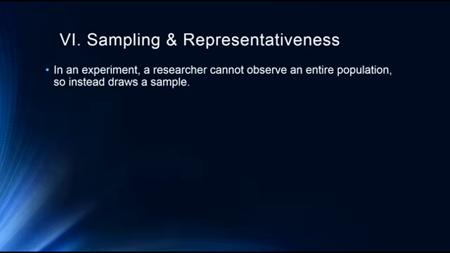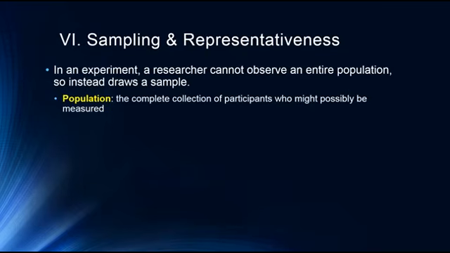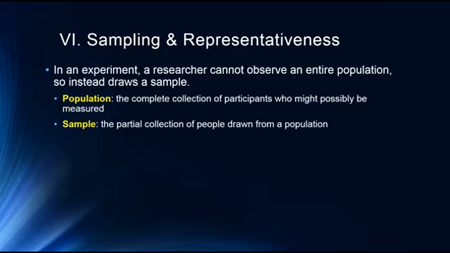A couple of notes on sampling and representativeness. In any experiment or survey, we can't observe an entire population, so we instead have to draw a sample. Our population, to get some lingo out of the way, is a complete collection of participants who might possibly be measured. So the first thing we have to do is identify our population. Maybe we're interested in college students, or maybe we're interested in college students at a specific college, or we're interested in men who have sex with men, or we're interested in whoever, but that's our population. Our sample then is the partial collection of people drawn from that population.